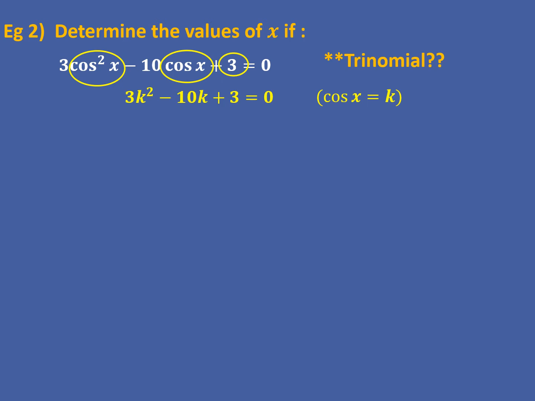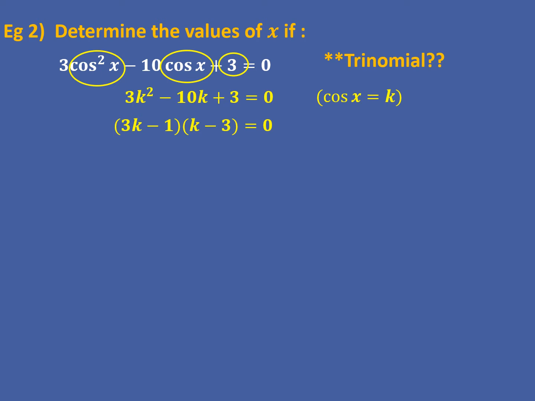So all I've done is substitute cos x with k, and it does make it easier to see. So if you get an equation and you don't know where to start, try and substitute the trig function with one letter and maybe it will become clearer to you. We can factorize this trinomial. It will be 3k minus 1 and k minus 3 is equal to 0.